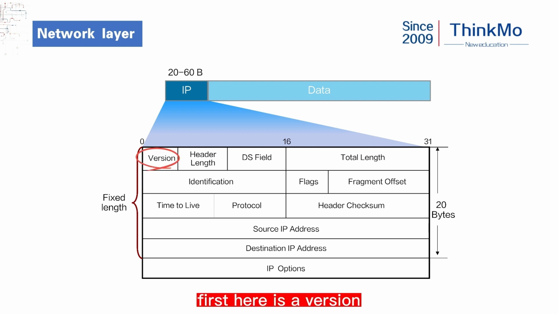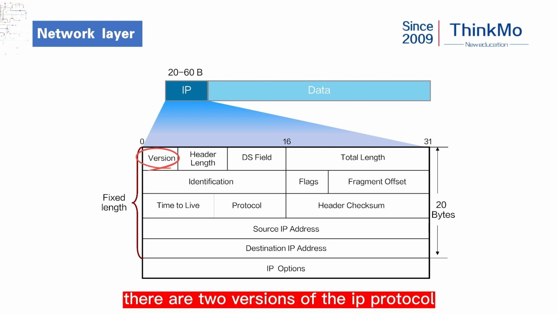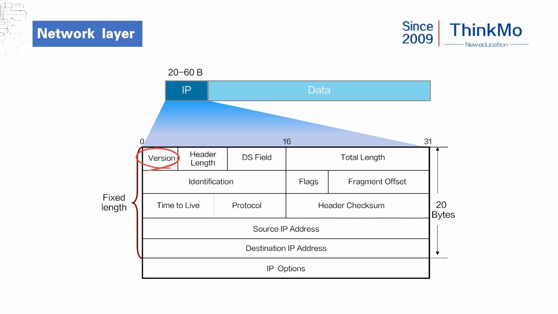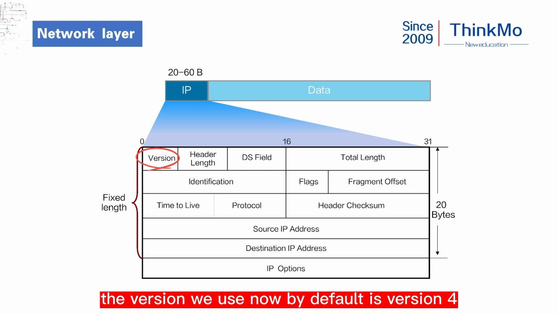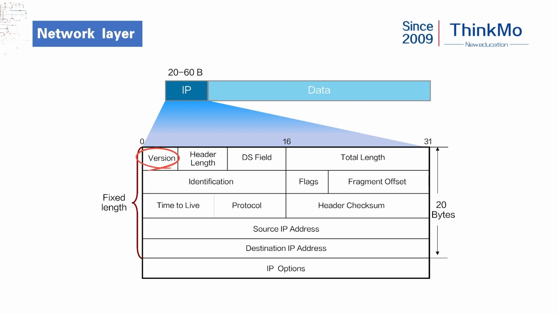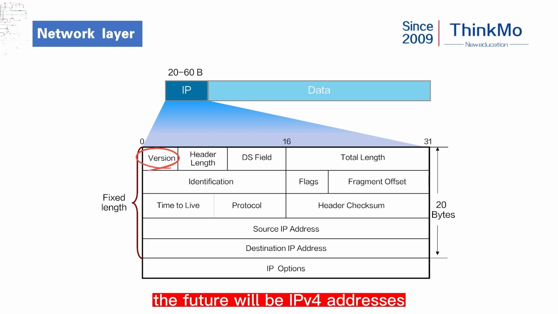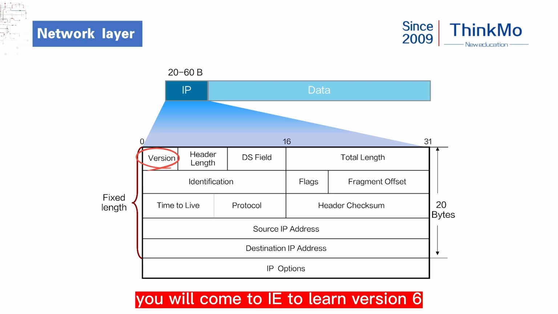First, here is a version. There are 2 versions of the IP protocol. One is version 4. The other is version 6. The version we use now by default is version 4. That's the IP address we're talking about now, which will be IPv4 addresses. You will come to IE to learn version 6.